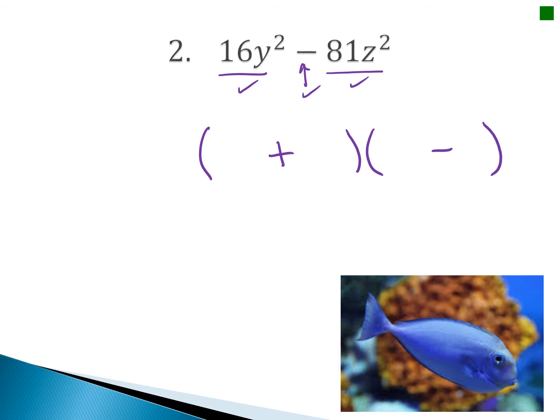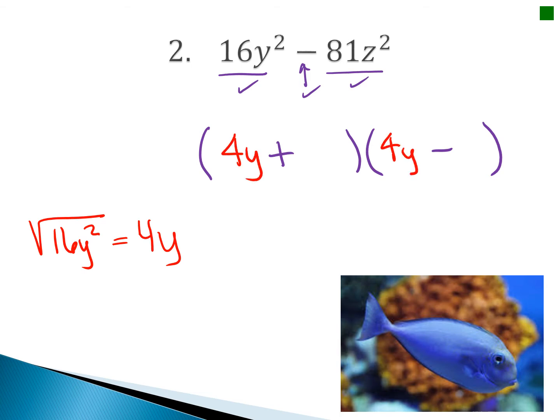What you have to figure out is what did you square to get 16y squared? What is the square root of 16? What number times itself gives you 16? And that is 4. And what number squared gives you y squared? And that is y. So 4y is your first term in each one because 4y times 4y is 16y squared.